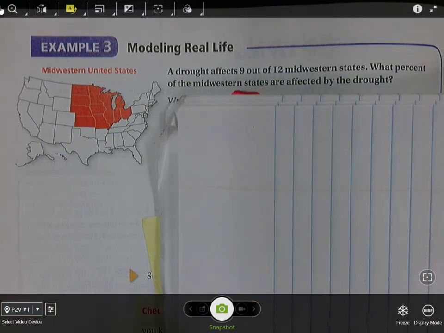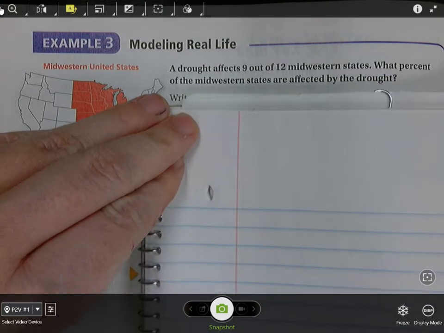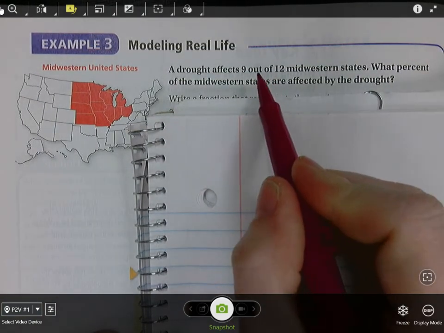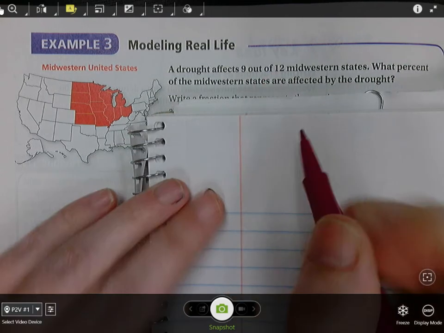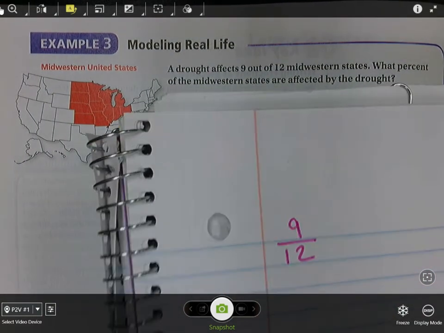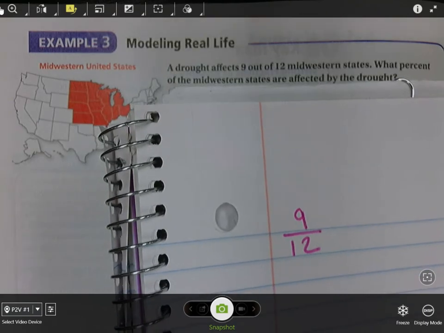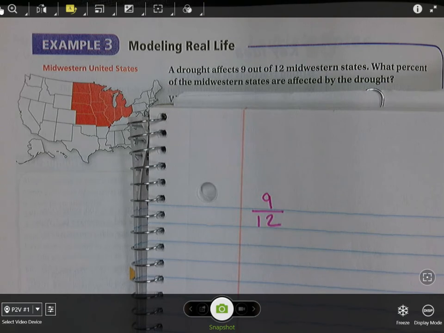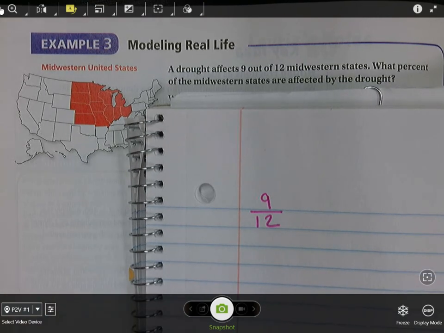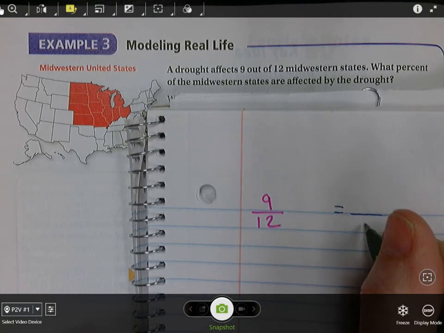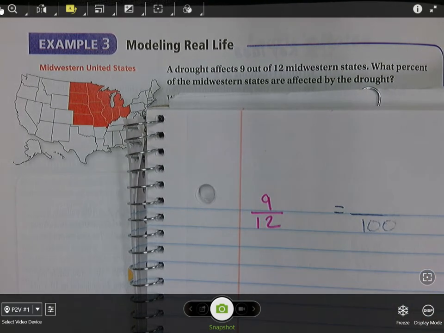In order to figure out the percentage, you would write this as a fraction. It says 9 out of 12, so you would first write it as a fraction. There's a couple different ways you can go about this. You can simplify first and then see what you need to do, or you can just do the same thing we've been doing. We just need to make this fraction a percent, so we make the denominator 100.